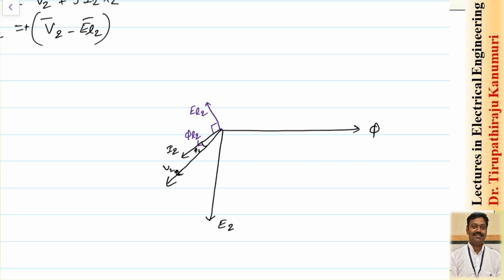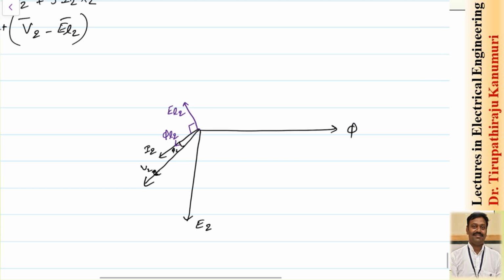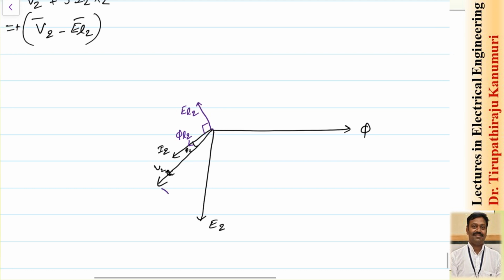Now V2 minus EL2 will be E2. EL2 is coming upwards, so minus EL2 will be represented like this. This will be equal to minus EL2, which is equal to j times I2 X2. Getting it? How E2 is obtained is clear to you.